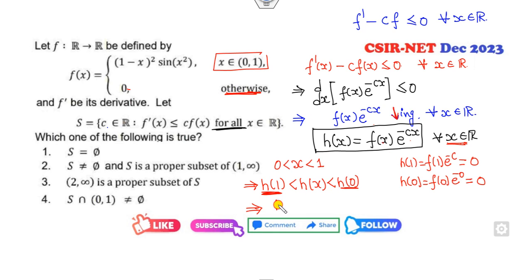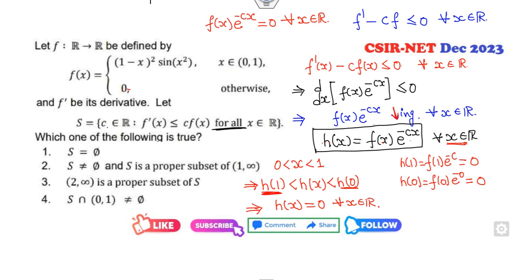So that means h(x) is 0 for x belongs to (0, 1). Fine. And otherwise is also 0. So I can say h(x) is 0 for all x. Fine. Now what does h(x) is 0 mean? That means f(x) e raised to the power minus cx will be 0 for all x in R.